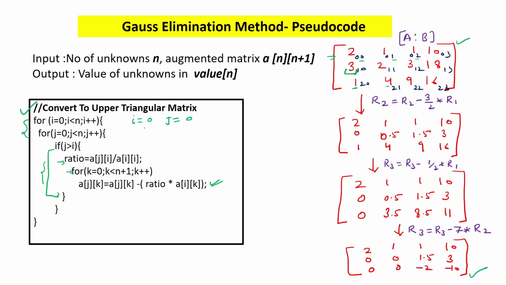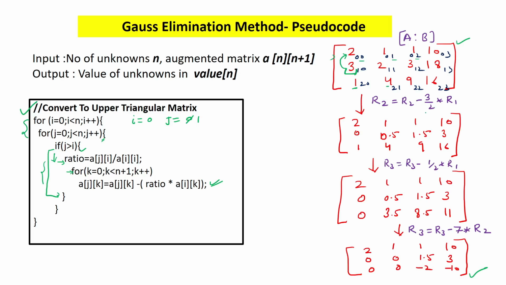So initially i is 0 and j is 0. So this if condition will be false. So this ratio and all will not be executed. Now again this j loop will be incremented and j will now be 1. And now j is greater than i. So we have to come inside this if block.